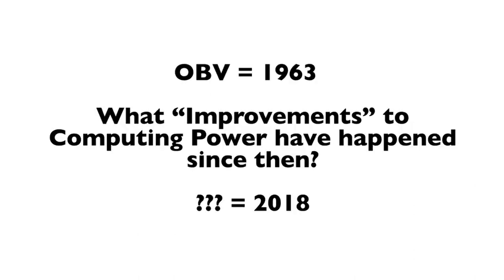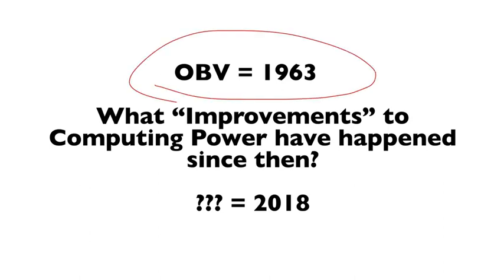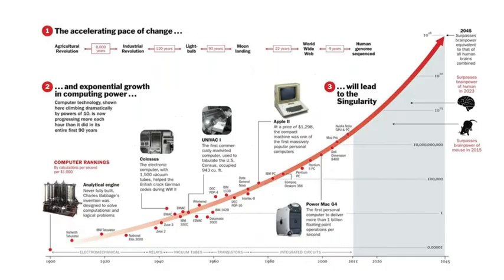So let's think about this. Do you remember when I said that OBV was developed? What year was that? 1963. Can anyone think of any improvements potentially to computing power that have happened since then, from 1963 to 2018, 2019, where we're at right now? Yeah, pretty massive.